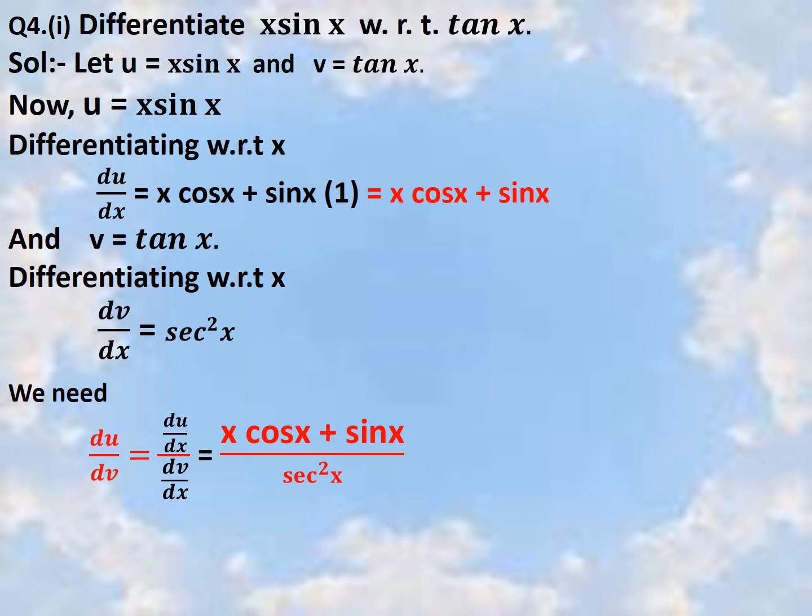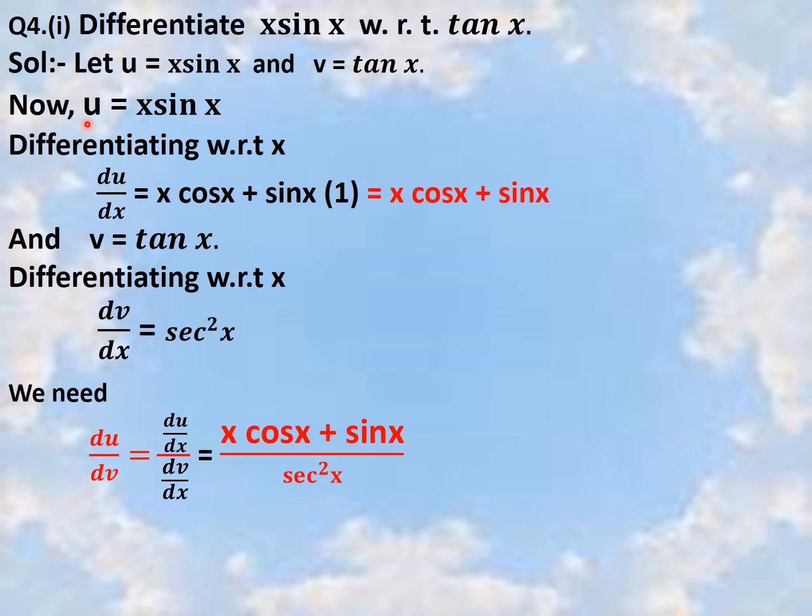Now we'll see some other type of differentiation, like differentiate x sin x with respect to tan x. Till now we have differentiated a function with respect to a simple variable or parameter, but here it is a function itself. So here what we will do is, we will take x sin x as some function u and tan x as some function v. So we need du upon dv, that is derivative of u with respect to v.